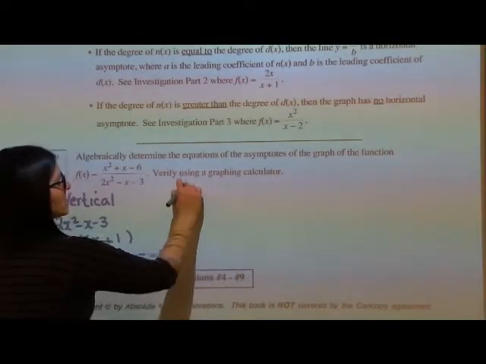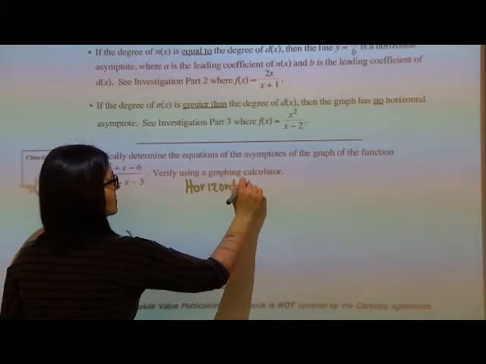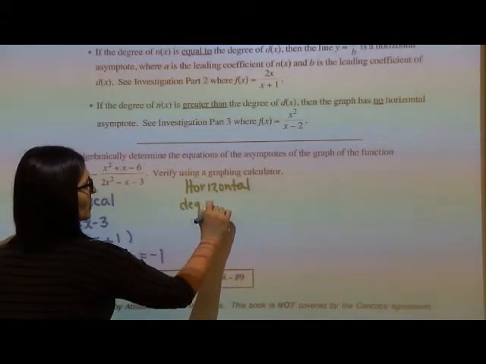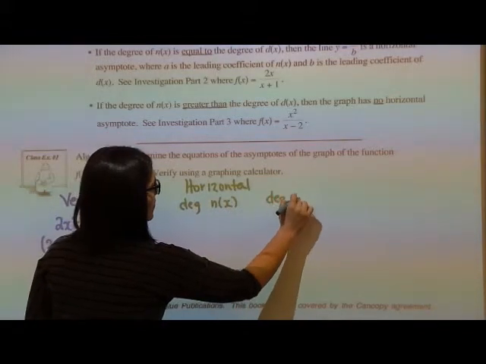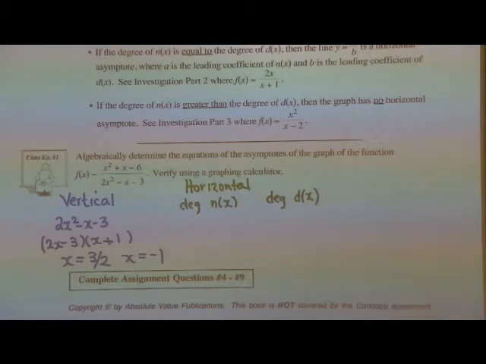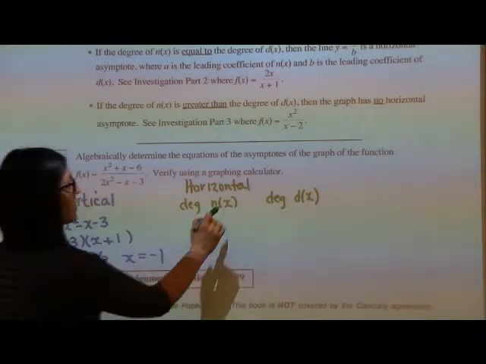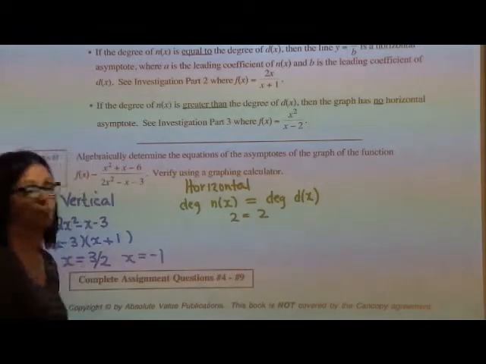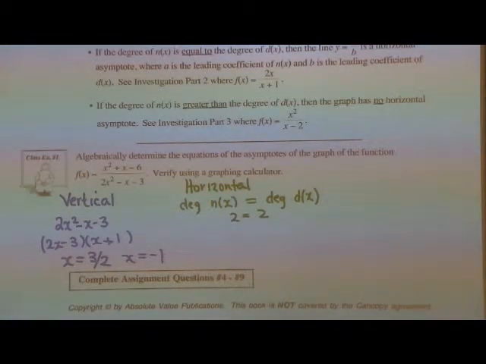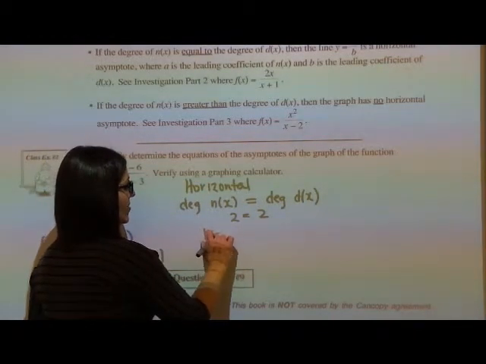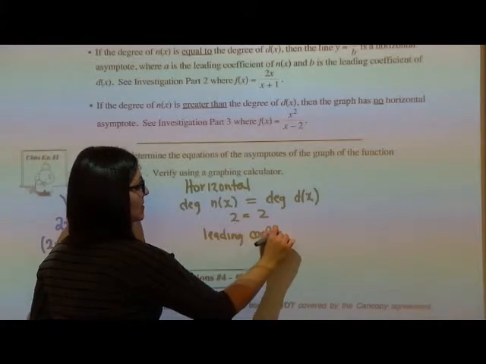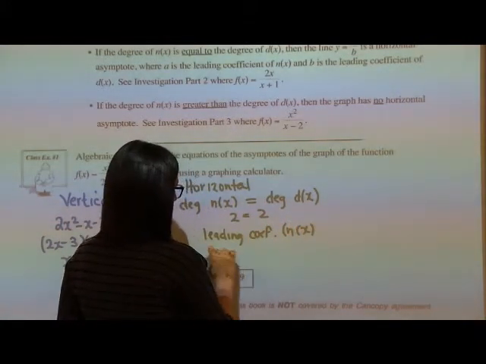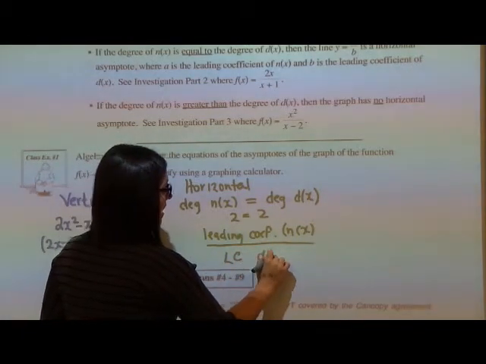For my horizontal asymptote, I look at the degree of the numerator and the degree of the denominator. What is the degree of the numerator? 2. What's the degree of the denominator? 2. So they're equal to each other. When they are equal, the horizontal asymptote becomes the leading coefficient of the numerator divided by the leading coefficient of the denominator.